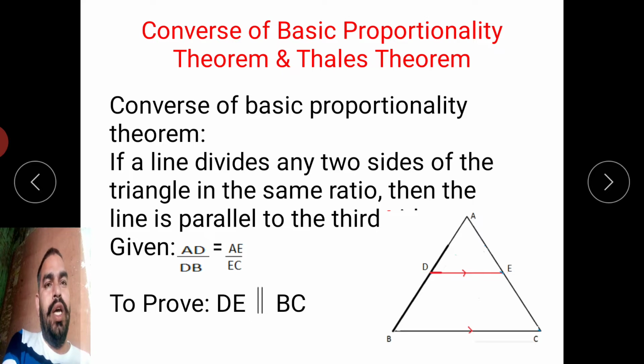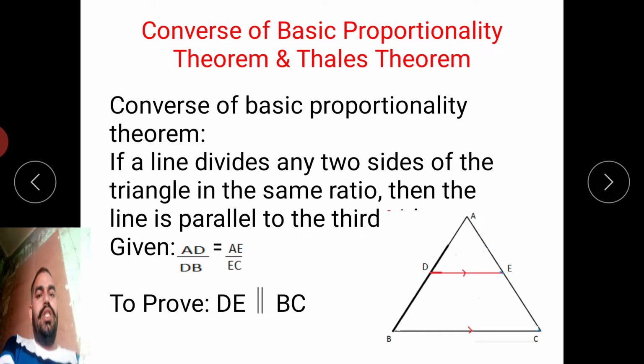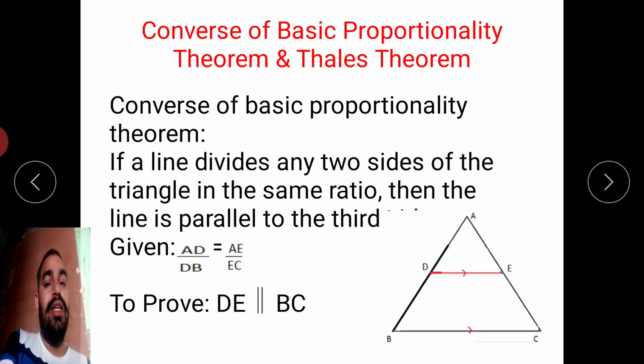First of all, you have to remember the statement of the converse of the basic proportionality theorem. The converse of the basic proportionality theorem says that if a line divides any two sides of a triangle in the same ratio, then the line is parallel to the third side. What does that mean?